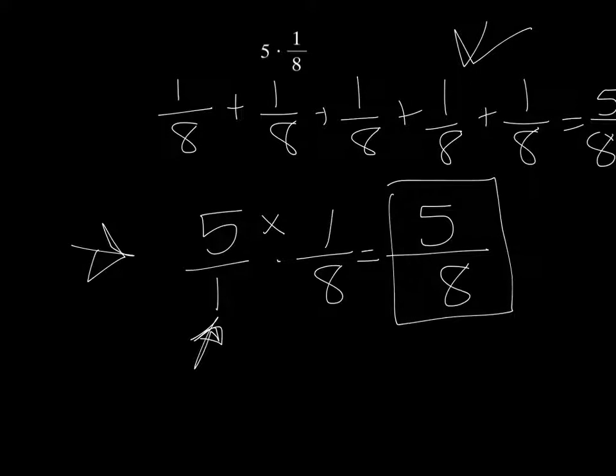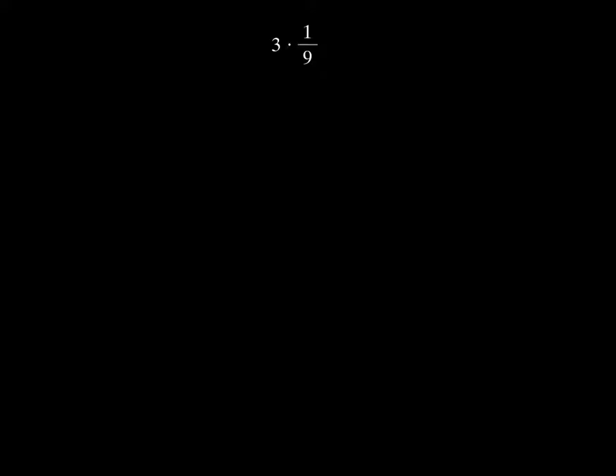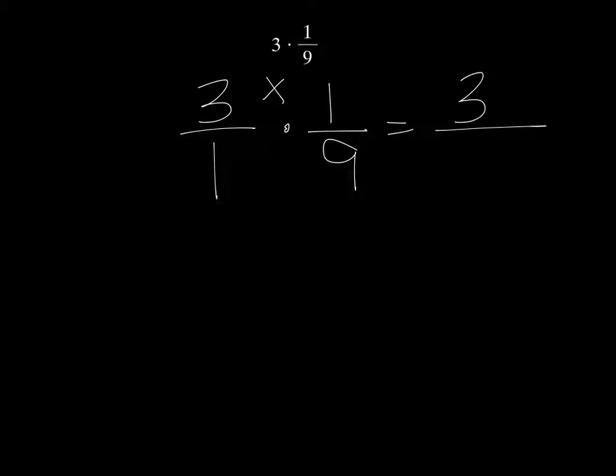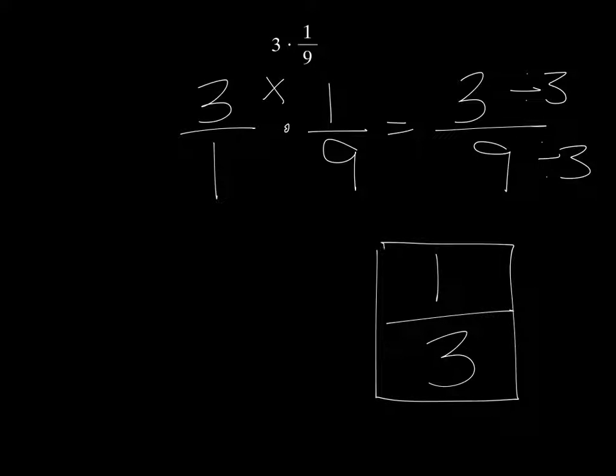Let's try another one. 3 times 1/9. So again, if I took 3 over 1 and I multiplied it by 1/9, I'd multiply my numerators. 3 times 1 would be 3. 1 times 9 would be 9. Then I better simplify. And you might say, oh, it didn't say to simplify. It might be a question on a test. But really the rule is always simplify unless they specify not to. So 3 divided by 3 would be 1. 9 divided by 3 would be 3.